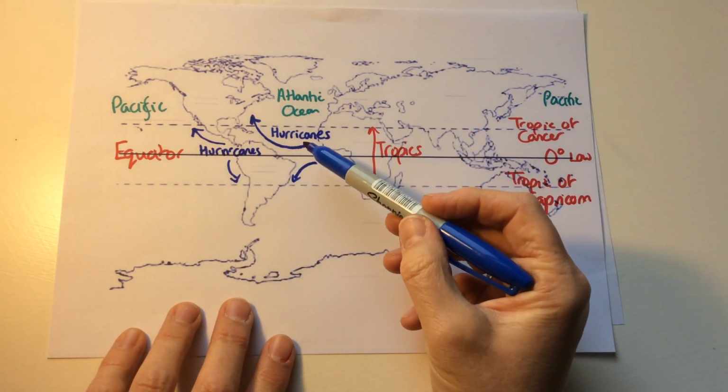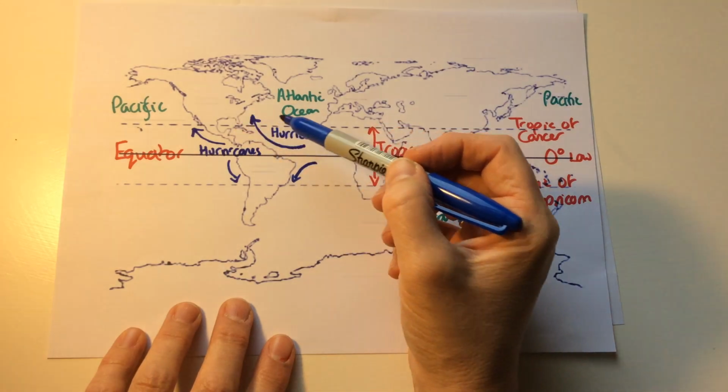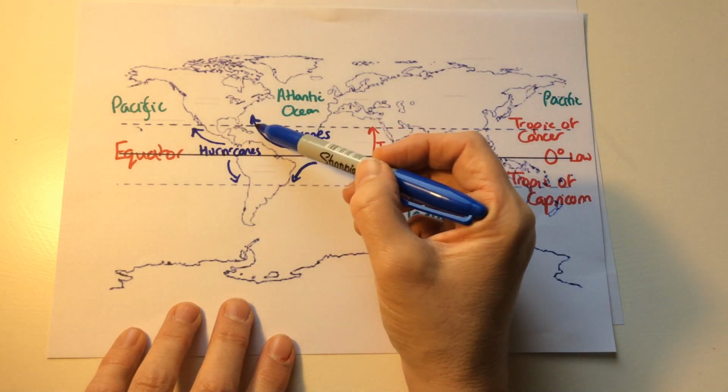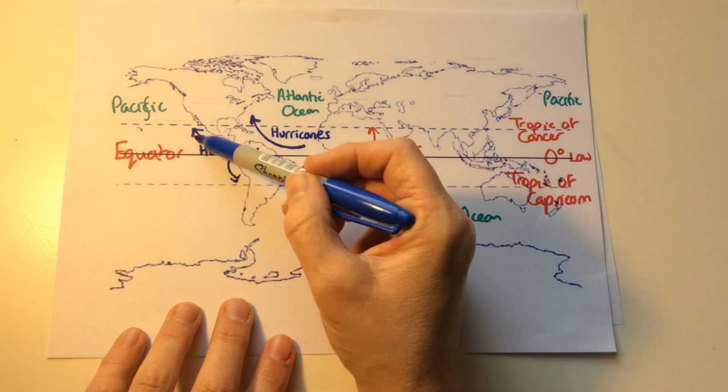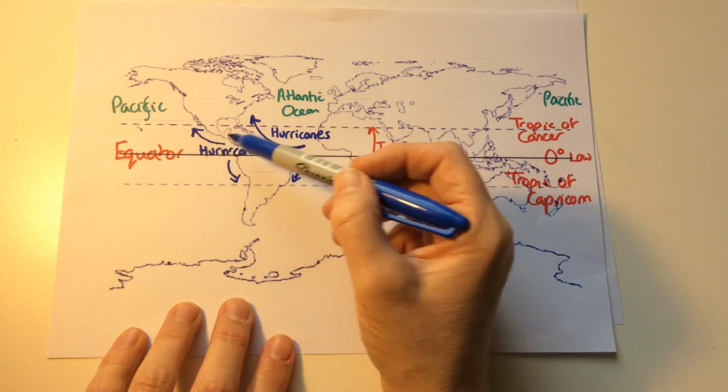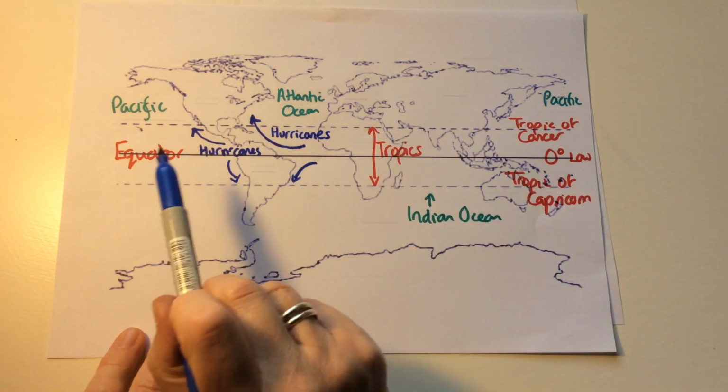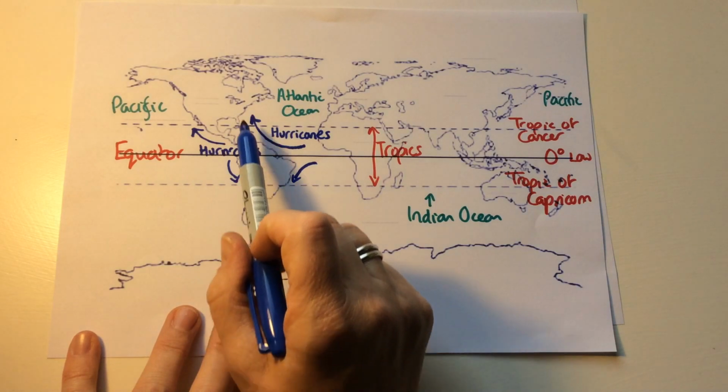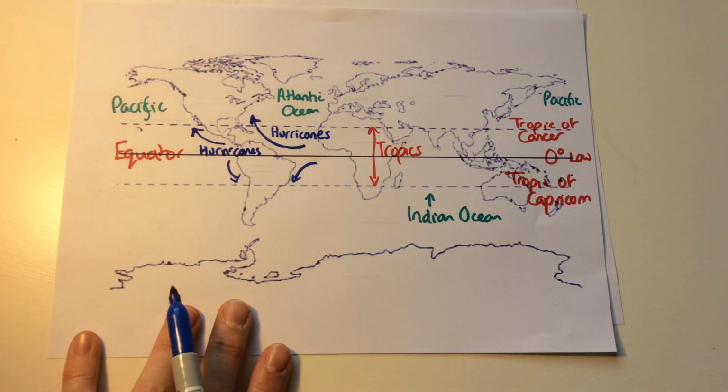Okay, they form on the ocean and they'll hit the coast here. And we're very used to hearing about Florida or the Caribbean tragically being affected, or even the east coast of Mexico and so on. So this is hurricane area. If it's affecting the Americas, it's hurricanes.